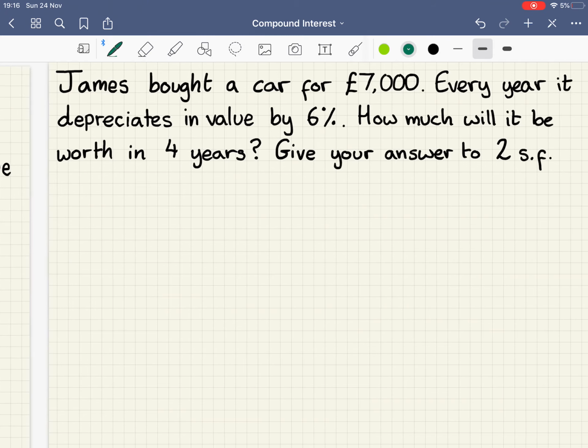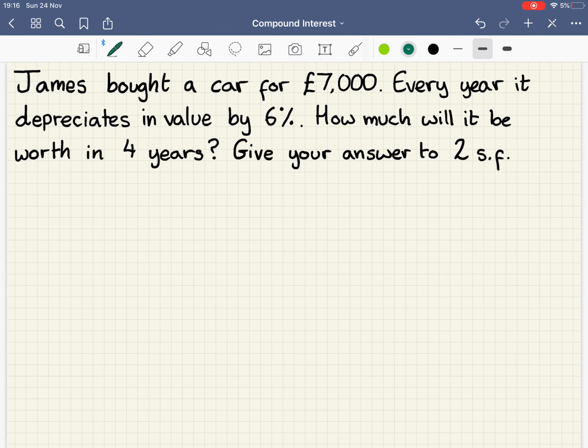Okay, so here's our next question then. James bought a car for £7,000. Every year it depreciates in value by 6%. How much will it be worth in 4 years? Give your answer to 2 significant figures. I recommend pausing the video, having a go at this question, and then playing it again once you're done. See if you've got it correct.